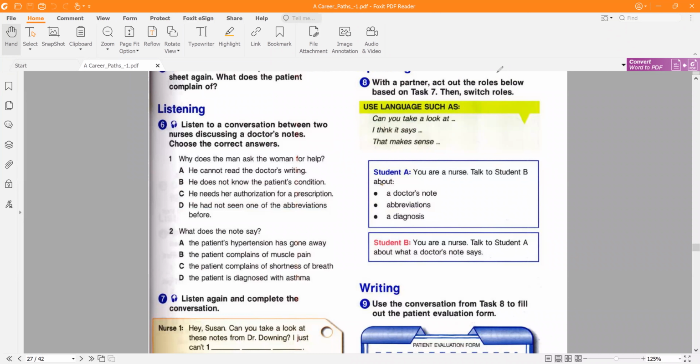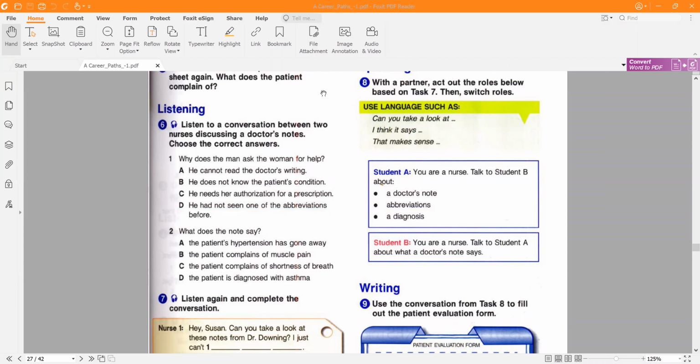What does the note say? The patient's hypertension has gone away. The patient complains of muscle pain. The patient complains of shortness of breath. And the patient is diagnosed with asthma. Now, let's listen and then choose the appropriate answer.